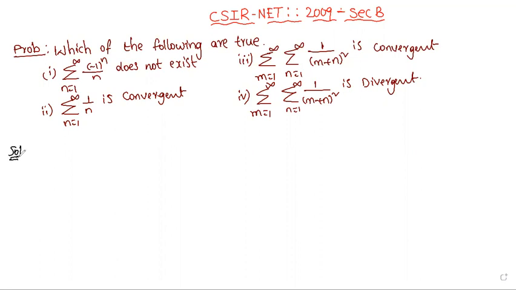Solution. Suppose option 1: summation n equals 1 to infinity, (minus 1) to the power n divided by n, does not exist. Clearly, this is an alternating series. See, summation n equals 1 to infinity, (minus 1) to the power n divided by n. This is clearly an alternating series.